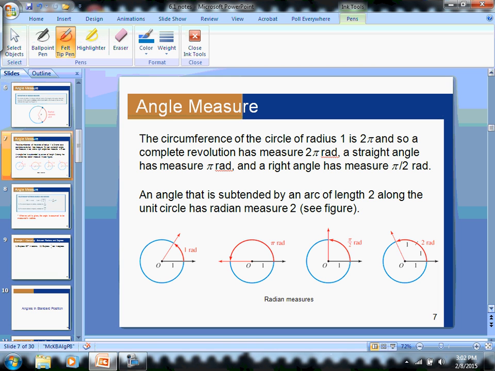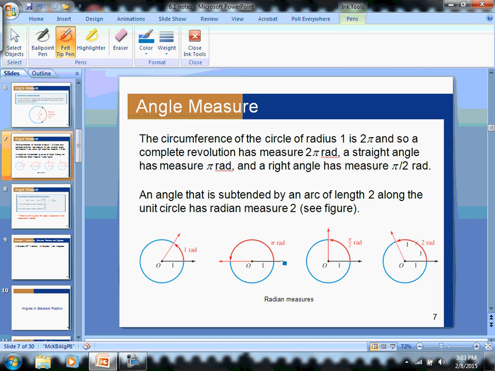Now, when we're dealing with radians, the circumference of a circle of radius 1 is 2 pi. So to go all the way around the circle is 2 pi, just like on our unit circle. And when you're moving one measurement in radians, you can move 1 radian, or you can move pi radians. You can move pi over 2 radians. So we've talked about pi and pi over 2 as well with the unit circle. Here you can move 2 radians.